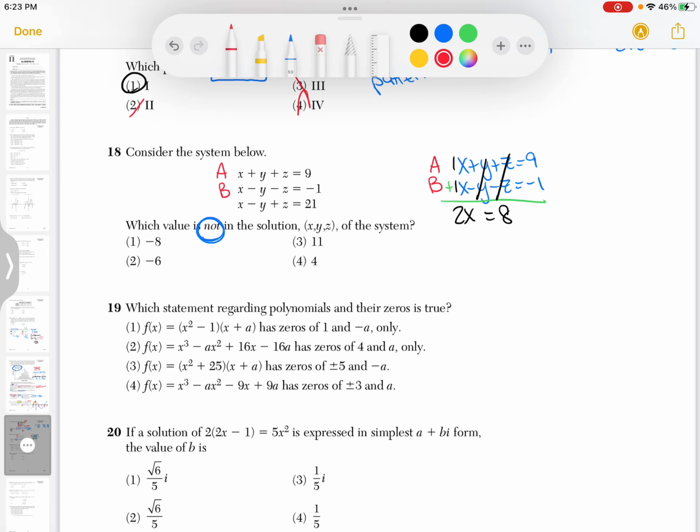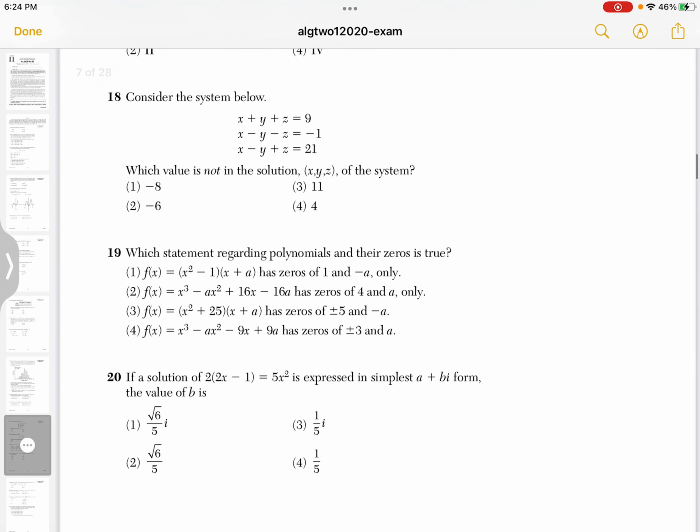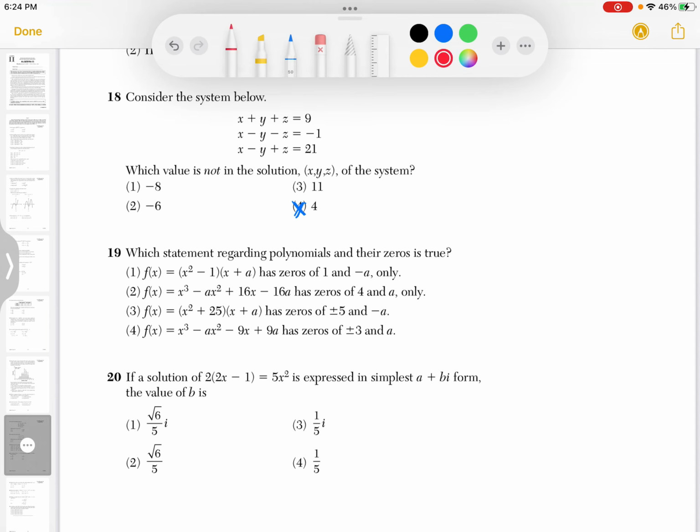When 2 variables cancel, I'm ready to go and solve this completely for 1 variable now. If I can cancel 2, fantastic. I divide by 2, and I get x equals 4. So that means that 4 is in the solution set, so it's not my answer. And of course for this one, I'm just going to rewrite those steps so we have them.